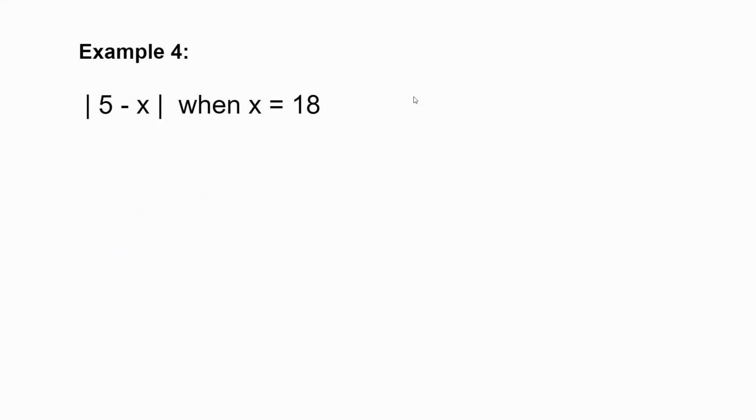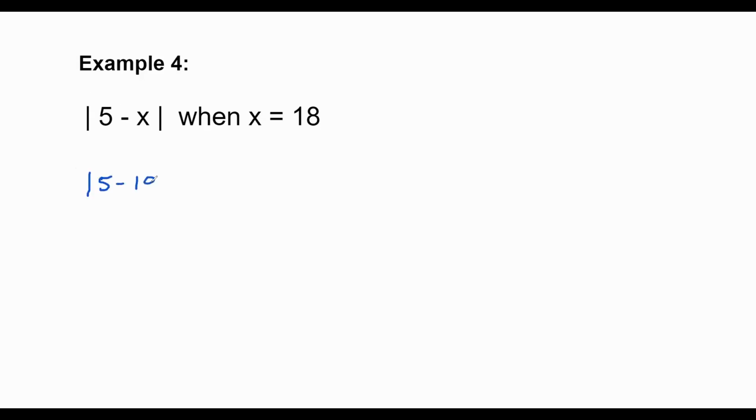Example 4, the absolute value of 5 minus x when x is equal to 18. This is an example where we have a variable in our absolute value. So we just need to substitute and then evaluate normally. So we have the absolute value of 5 minus 18. And then we simplify that. 5 minus 18 is minus 13. And then we strip off the negative and we're left with just 13.